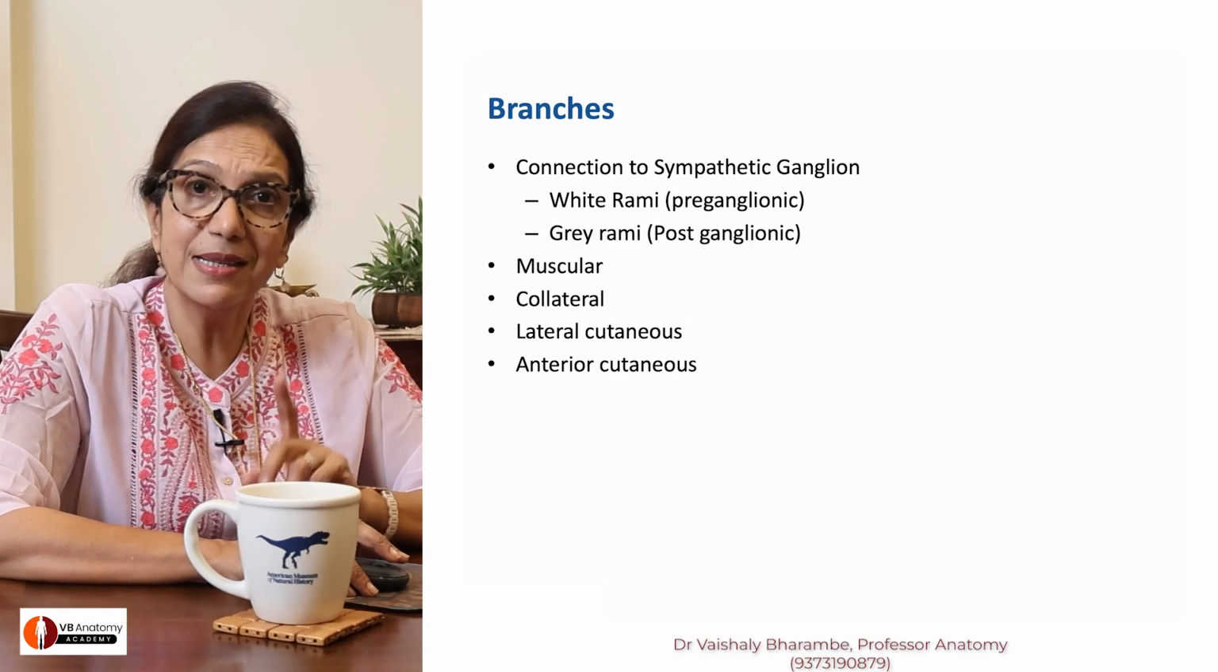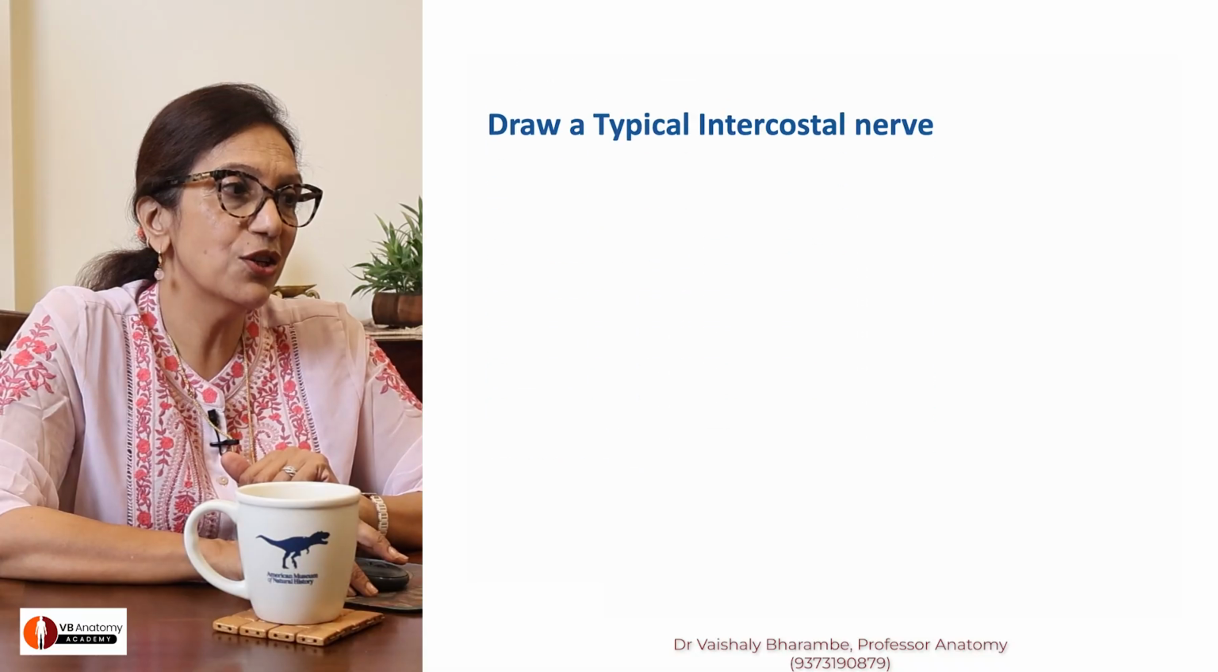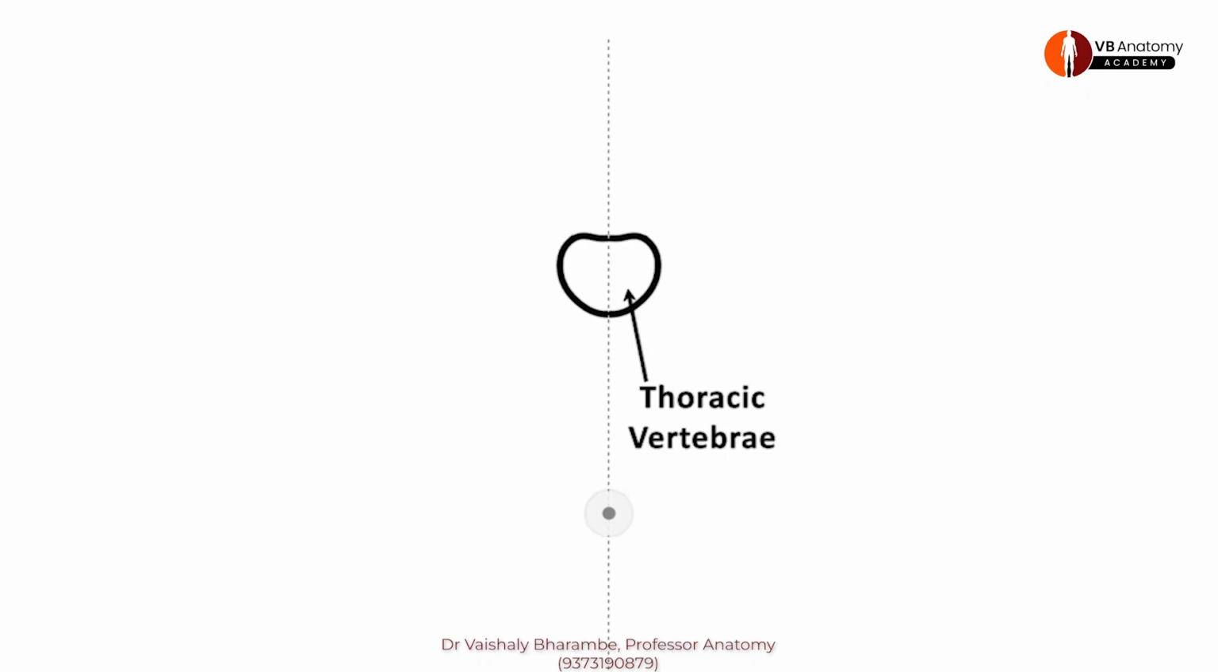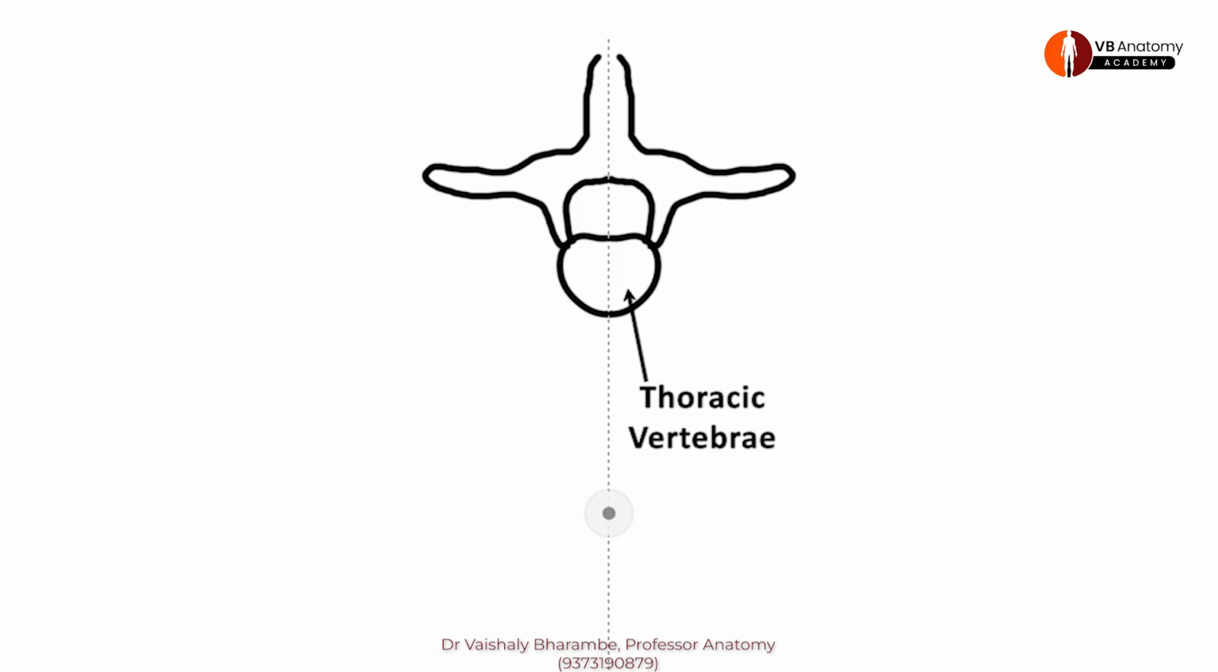Easy? It is actually very easy. So my suggestion is draw typical intercostal nerve with me and you will be surprised at how easy it is to remember all this. It's only when somebody talks that it feels difficult. It's actually not at all difficult. Come, let's draw. To draw the intercostal nerve, the first thing we have to do is to draw the thoracic vertebra over here, the heart-shaped thoracic vertebra, the vertebral canal, the transverse process and the spinous process.